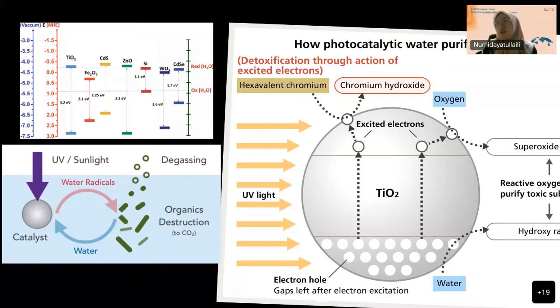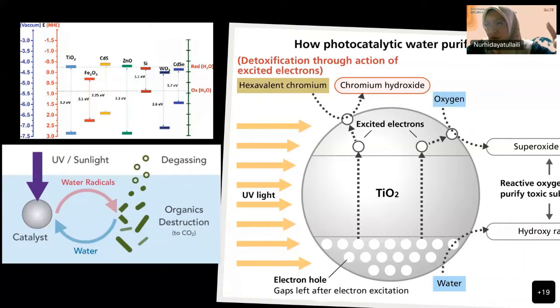The basic principle of this photocatalytic water purification system has 4 stages. The first stage starts with the adsorption or diffusion of the water pollutants on the surface of the semiconductor. There are several parameters that we could consider to make sure this adsorption or diffusion process is effective, such as the pH of the polluted water, the concentration of the pollutants, and also the dosage of the catalyst or semiconductor.